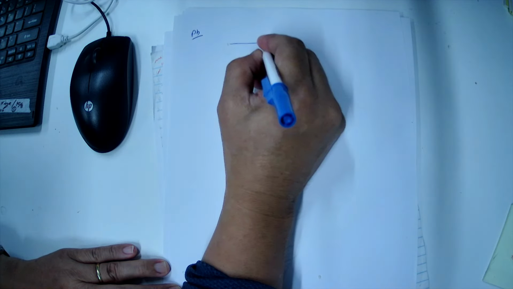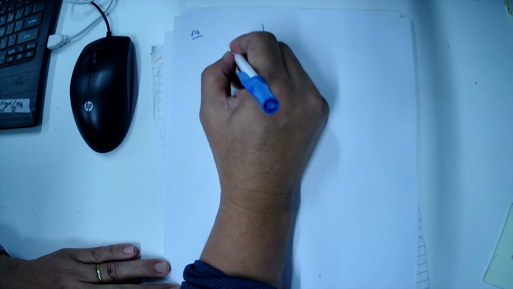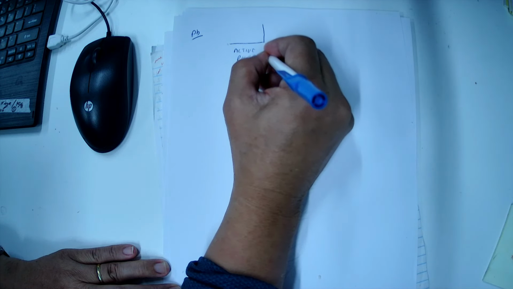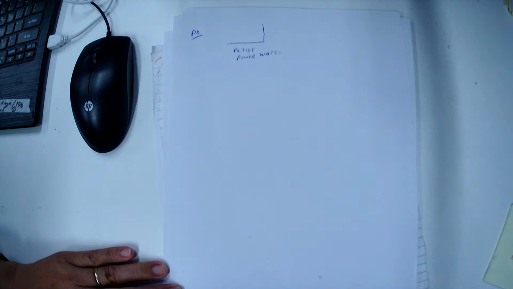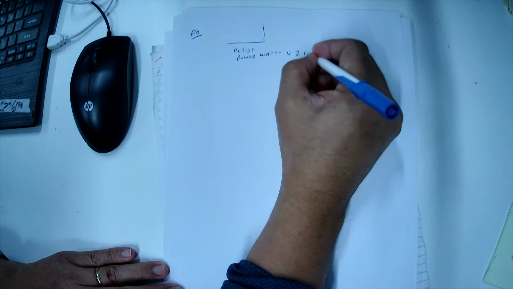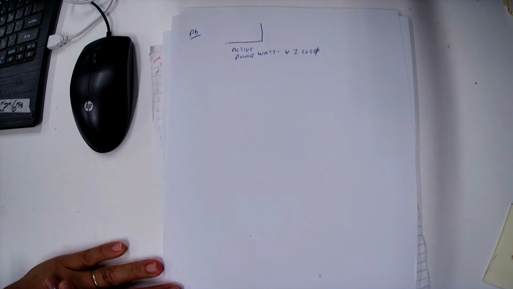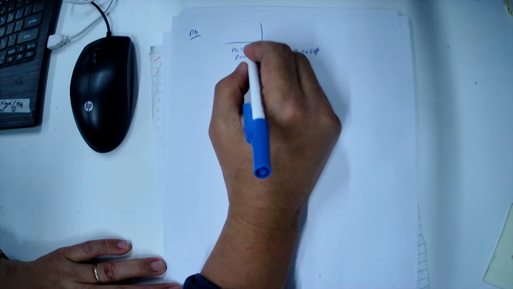A heating element is connected to a 240 volt 50 hertz supply and draws 10 amperes. We need to determine the phase angle and the apparent power consumed by the circuit. In this case, we can draw the power triangle. This is the active power. Active power is what? It is equal to the voltage, current, and power factor. Voltage multiplied by current multiplied by power factor gives the active power. So active power is W.